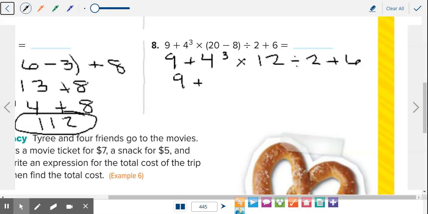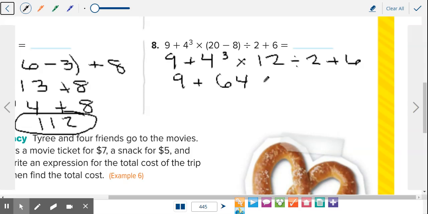4 times 3? No, not 4 times 3. 4 times 4 times 4. It's that 4 cubed. It's in the back. It's a perfect cube. We were copying them down the other day. 64.